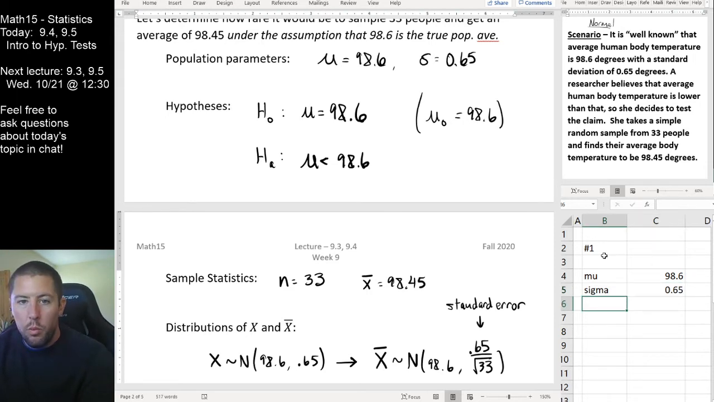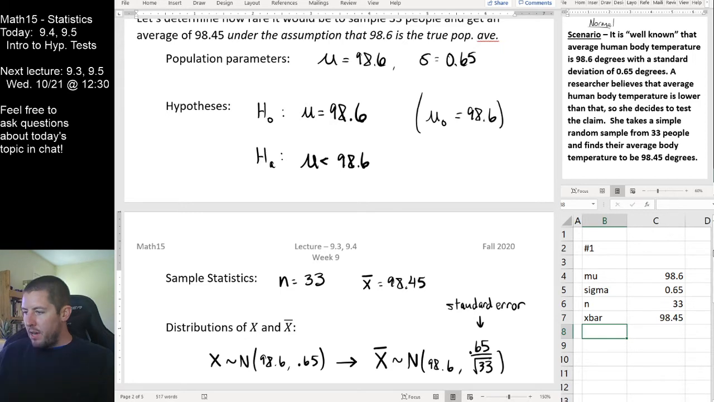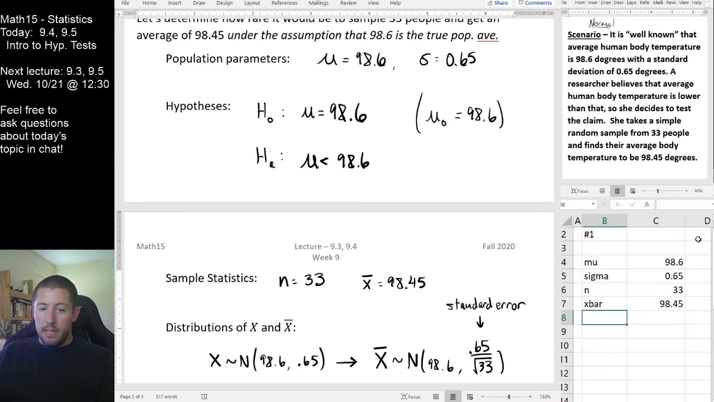We were given the sample size, n. That's 33. We were given the sample average, that's x bar. That's 98.45. The reason I'm doing it this way is because I know I'm going to use some of these values to make some computations now. For example, a term I'm going to need in a moment is that standard error term, 0.65 divided by the square root of 33.